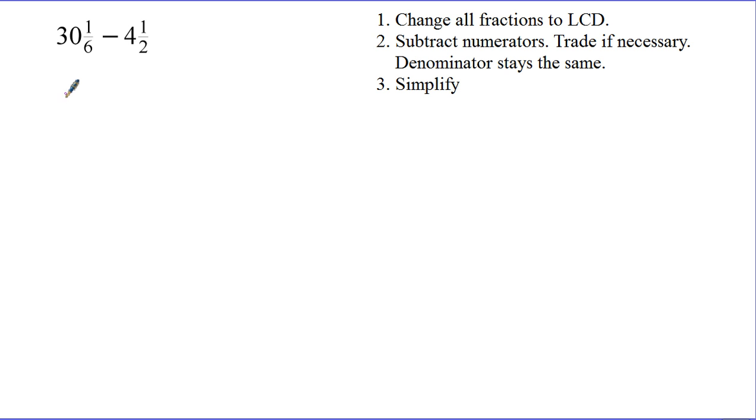So first I'm going to change everything to the common denominator, and the common denominator is simply the 6. So this is a subtraction, so be sure you remember we're subtracting this time. And you can't take 3/6 away from 1/6, so I'm going to do a trade. And the trade knocks 30 down to 29. It takes 1 off the whole number, and it adds 6/6. Never put a 1 tick.